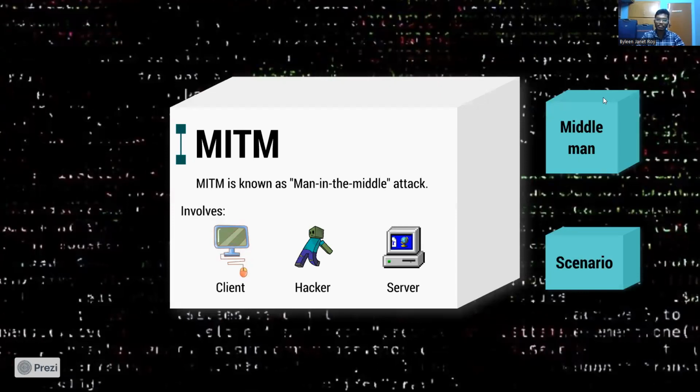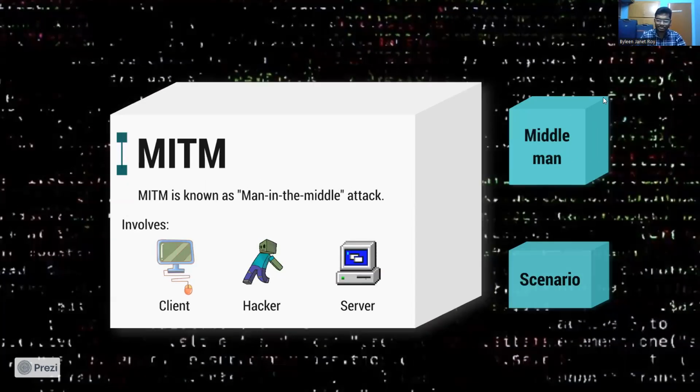MITM is nothing but the man-in-the-middle attack. It involves three components, to be honest: the client, the hacker, and the server. Basically, it is a hacking technique that involves three parties, the client and the server, and we'll have a hacker in between, which is known as the man in the middle. The middleman is known as the hacker here.